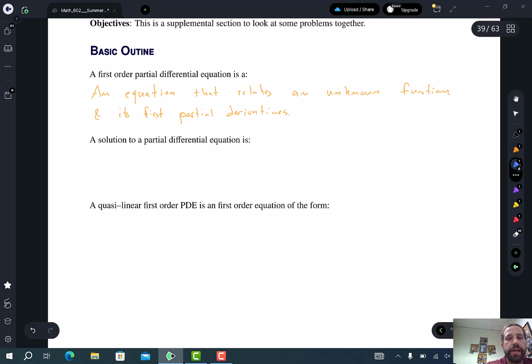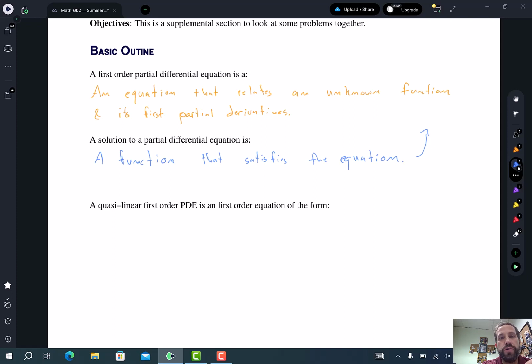So a solution to a PDE is a function that satisfies the equation, the PDE. The equation is this equation there. So in other words, you take the proposed solution, you plug it into the equation. If it's a true equation, then it means that's a solution.